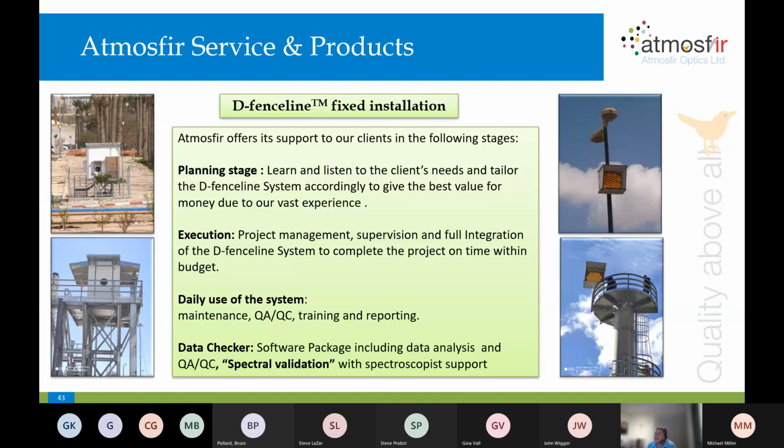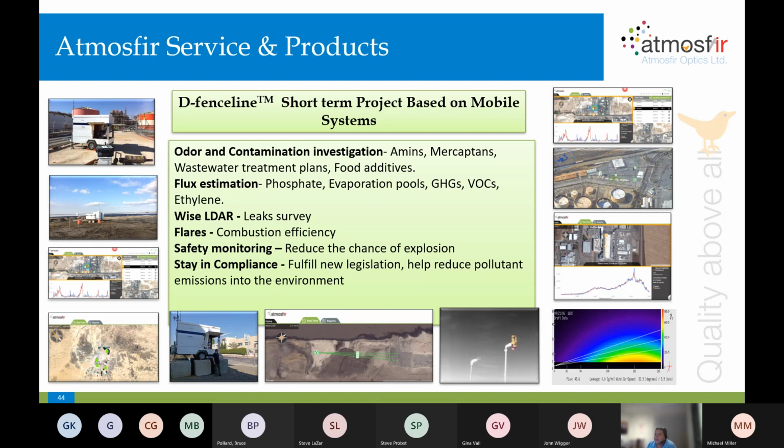This is a few of the fence line installations, how it looks like. At least Atmosfir Optics can give you the planning stage. We can execute; we did it in a few projects. We can do the quality assurance, and we can sell also just the software package to improve the data validation of what you reported. So no matter who is your instrument manufacturer or your service provider, if you want to improve your quality assurance and you want to eliminate reporting error, we can help you with that.